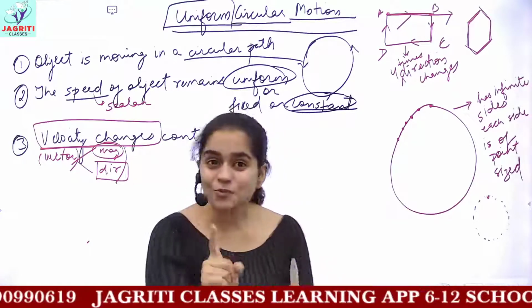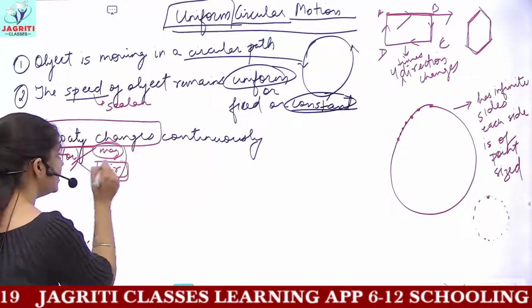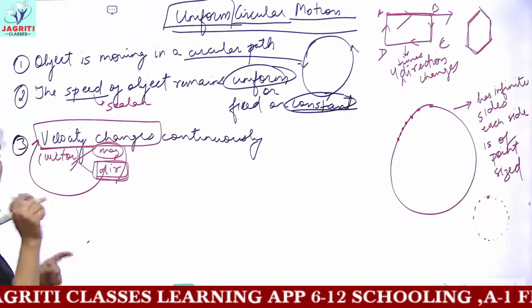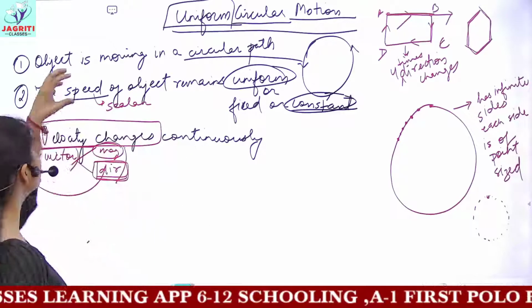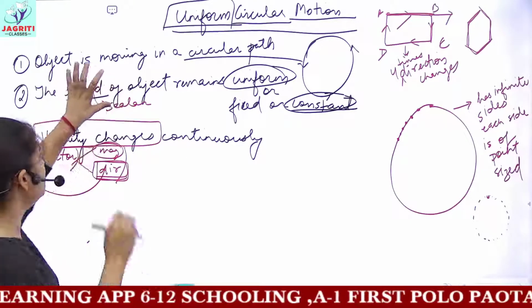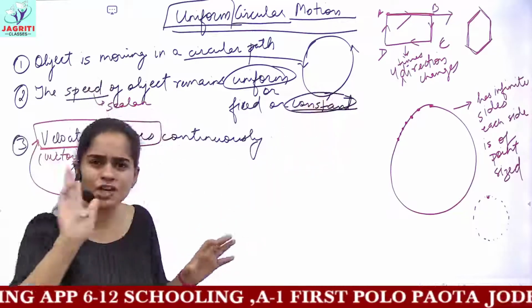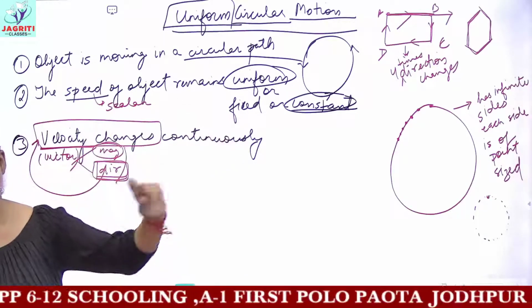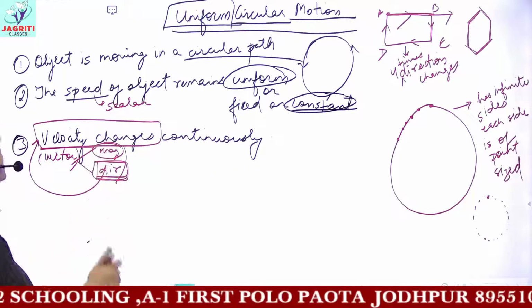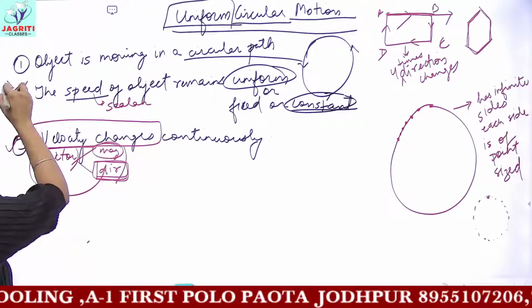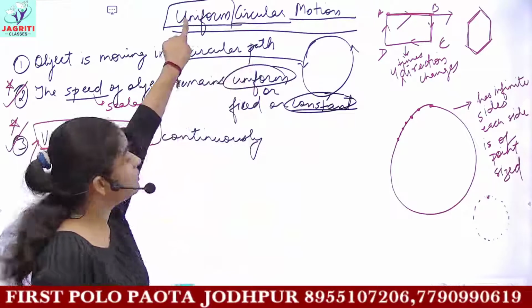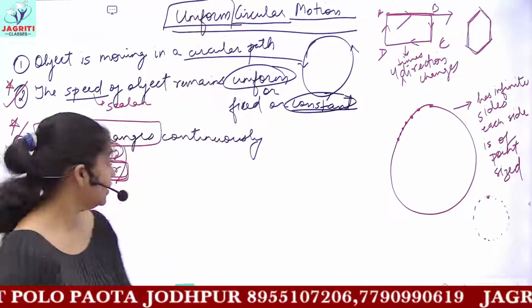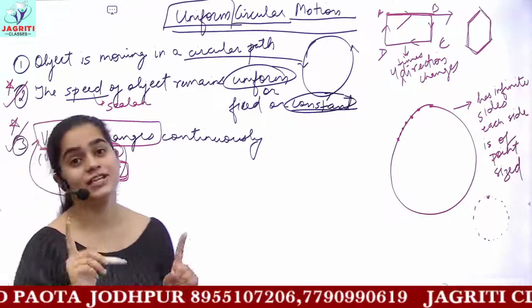And because the object has to change direction continuously, we say that the velocity of the object also changes continuously, while the speed, which is a scalar quantity and has nothing to do with direction, remains constant here. So this is the difference we wrote. These are very important points. You should know that during uniform circular motion, uniform means the speed remains constant, but the velocity continuously changes.